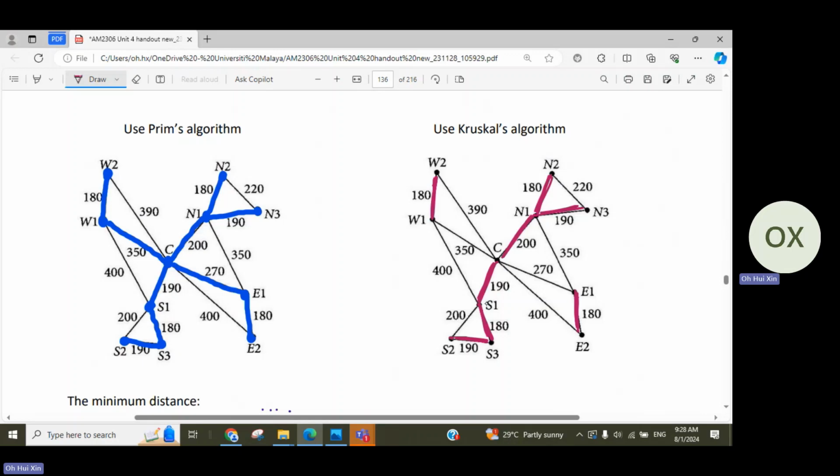Then the next one is 270. You can see that this part of the graph is all connected already, and no matter which one you choose, you are going to create a cycle. The next thing to think about is how to connect this to the entire graph. Among 400, 350, and 390, definitely 350. So you should get the exact answer that you get by using Prim's algorithm.